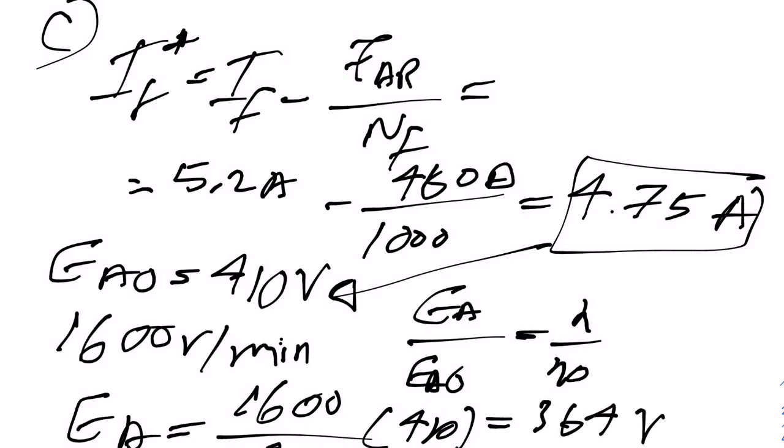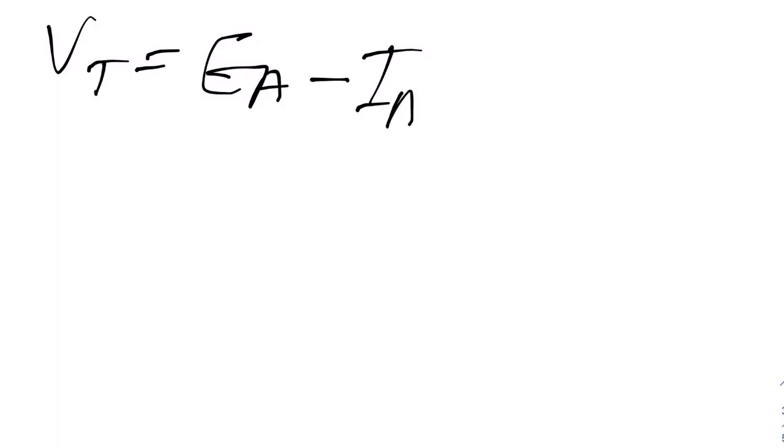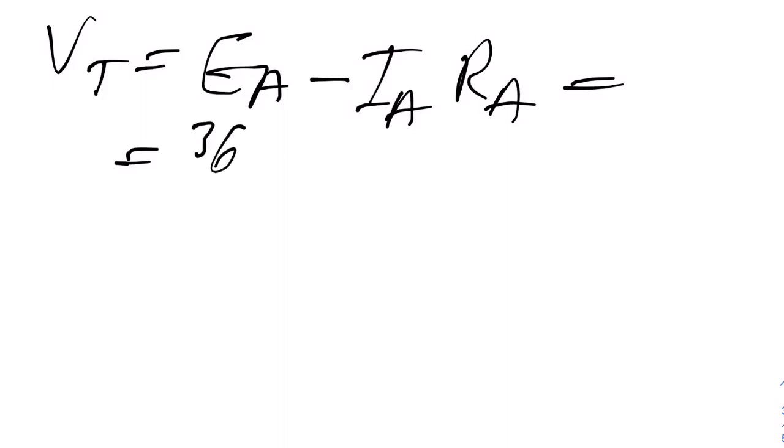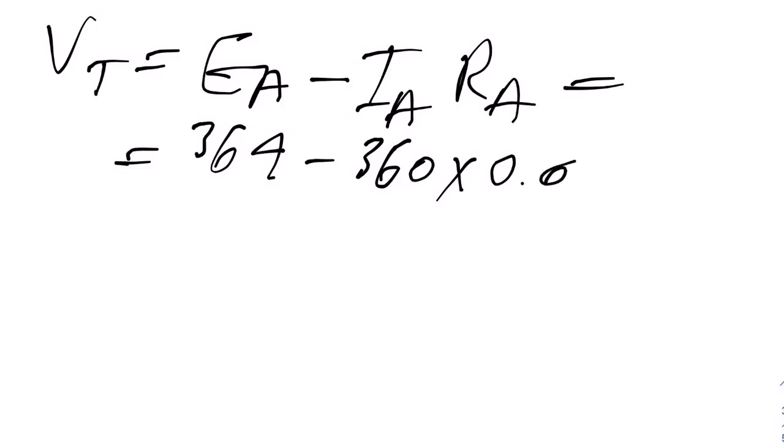Therefore the terminal voltage of the generator would be, we'll substitute into the equation for the generator, VT equals EA minus IA multiply RA, substituting the value of EA: 364 minus 360 multiply RA 0.05. The answer will be what here? 346 volt. It is lower than before due to the armature reaction, because with the armature reaction VT goes what here? Goes down.